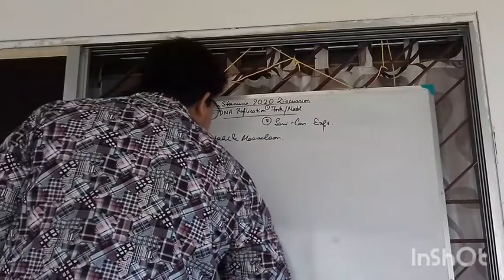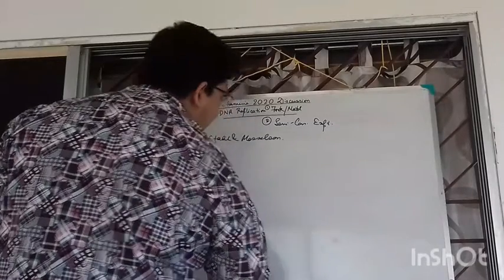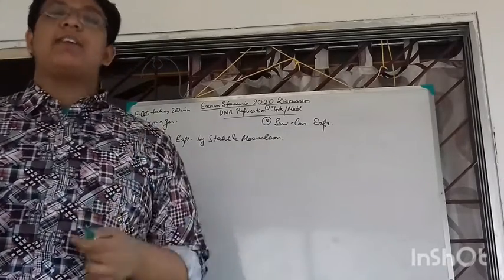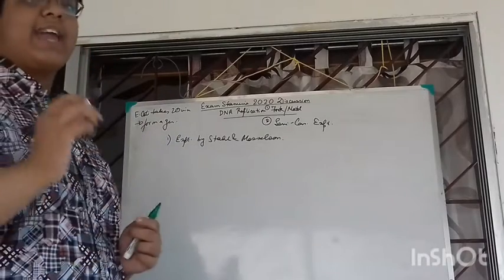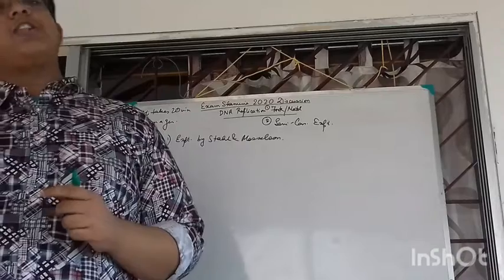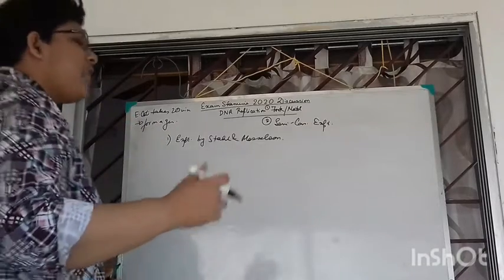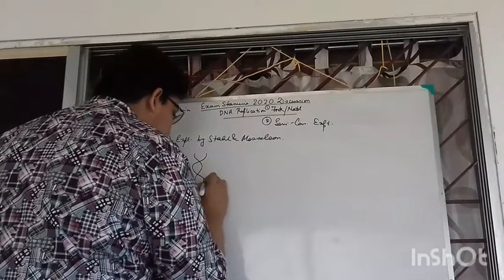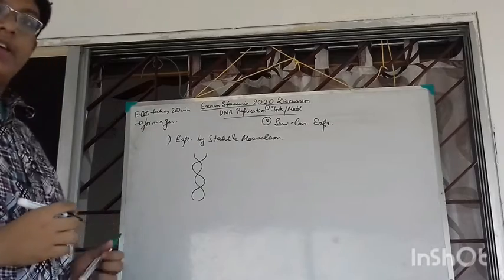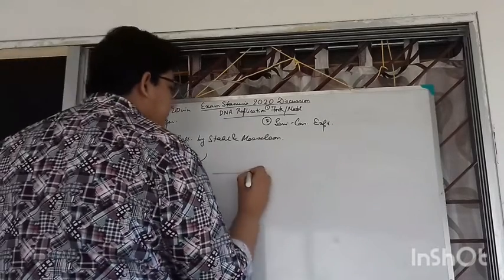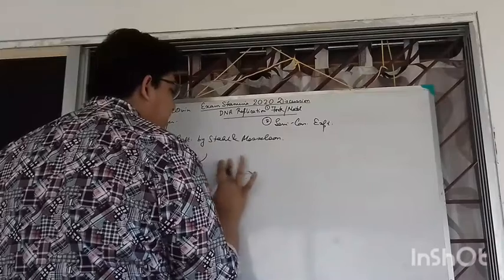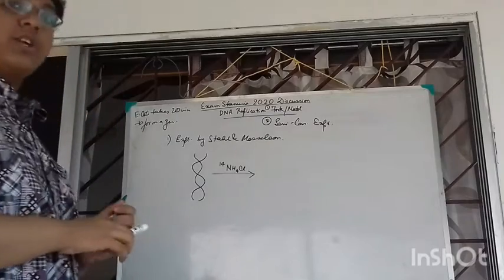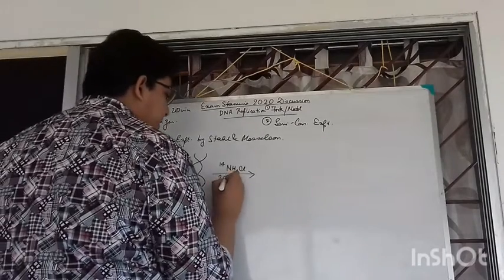Initially, suppose I use the black color to represent 15NH4Cl, the blue color to represent the hybrid, and the green color to represent 14NH4Cl. They had kept E. coli in 15NH4Cl for a long period of time, more than 40 minutes, so 80 minutes. The total DNA was of 15NH4Cl. Next, these are transferred to 14NH4Cl for 20 minutes.